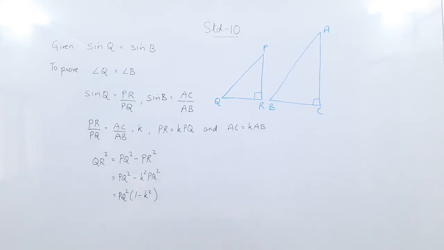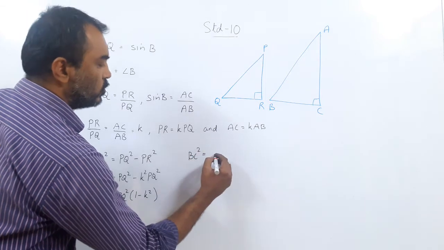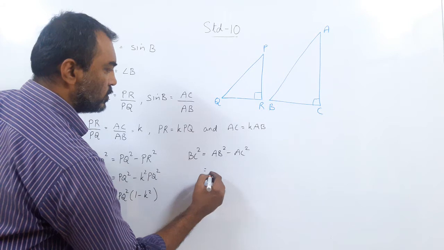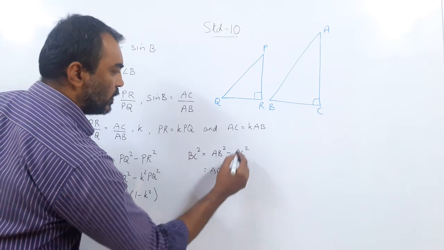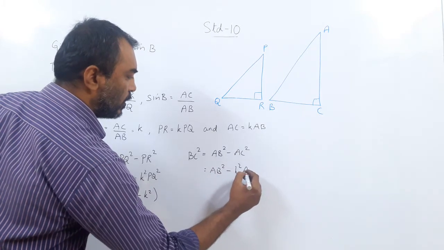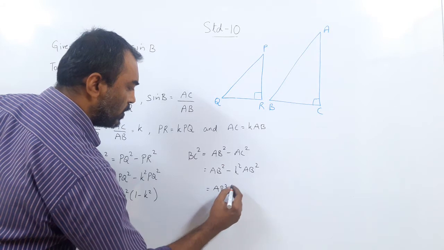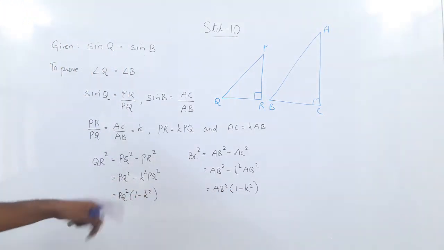Okay? Are you following this? What I have done? Okay? So similarly, now we move here. BC square equal to AB square minus AC square. So it is AB square minus K square AB square. So equal to AB square common 1 minus K square. Okay, so we got both of these.